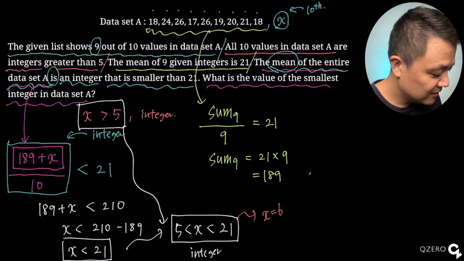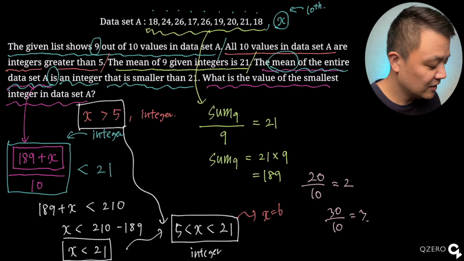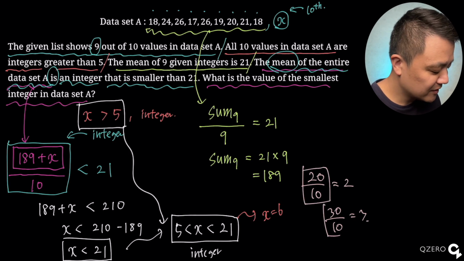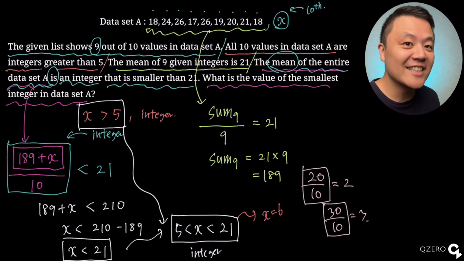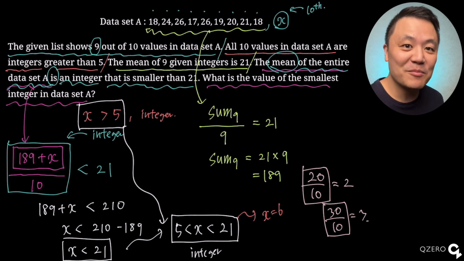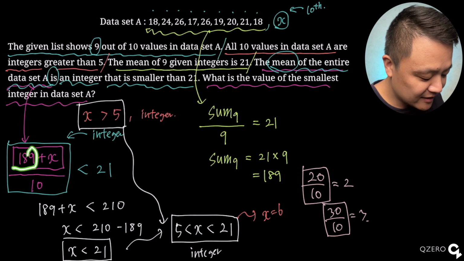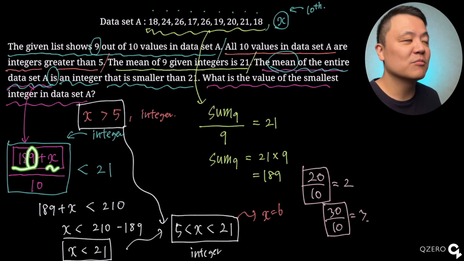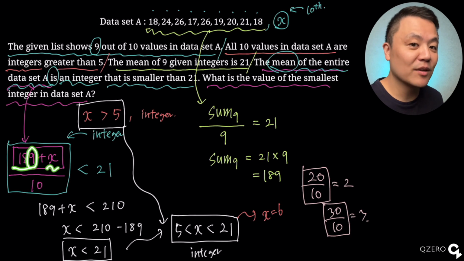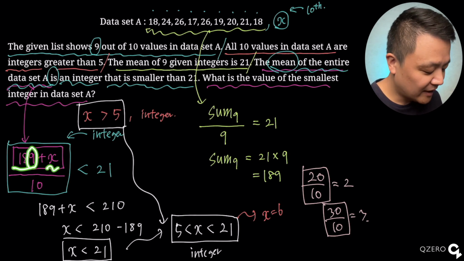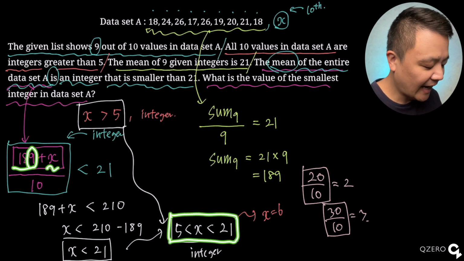So think about it. 20 over 10, it's an integer. 30 over 10, it's an integer. So for a fraction whose denominator is equal to 10 to be an integer, its numerator has to be a multiple of 10. But the thing is, 189 ends with 9. So x should end with 1. Because 9 plus 1 equals 10, and all the multiples of 10 end with 0. So the smallest possible value for x that ends with 1 is 11.